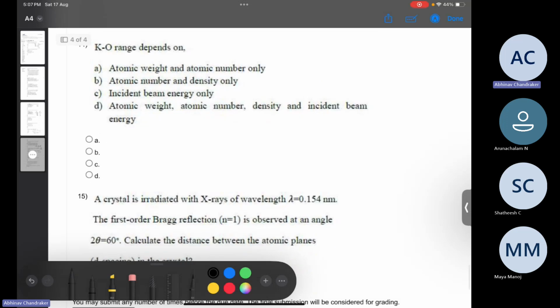14th question, KO range. The KO range tells about the approximate radius of the interaction volume. So what factors should it depend on? It will depend on all of these. The answer is D.